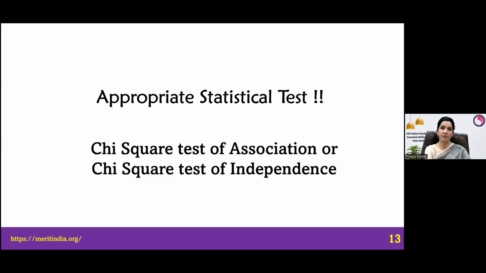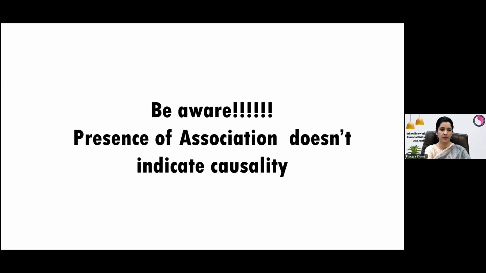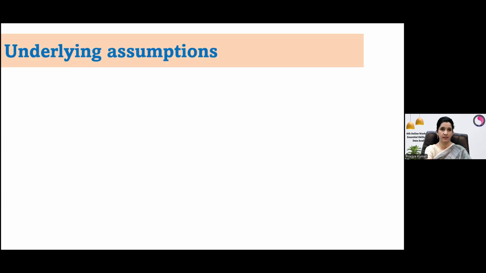So what is the appropriate statistical test? The appropriate statistical test is the chi-square test of association. We say association when they are both linked together, and it is also known as independence. If they are not associated, that means they are independent of each other. You can choose either, both are the same, association or independence. But if it is associated, you cannot say that this is causal. You cannot say that female gender is causal for diabetes. That's why association does not indicate causality.